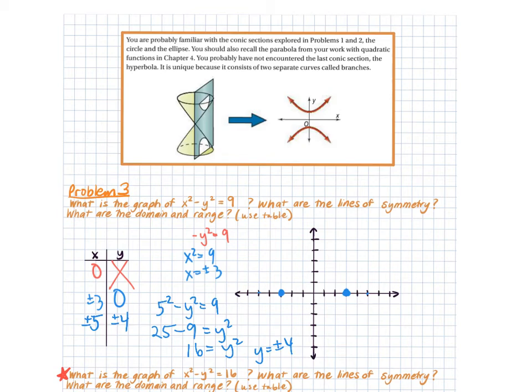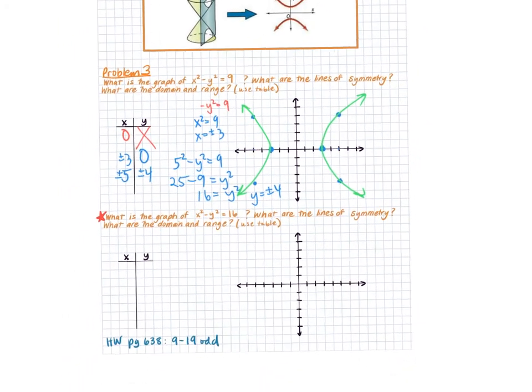Okay, so we have a 5, 4, 1, 2, 3, 4. And then negative 4. And then we also have a negative 5 and a positive 4 and a negative 4. And so our graph will look something like this. So it's just a double parabola. Exciting stuff.